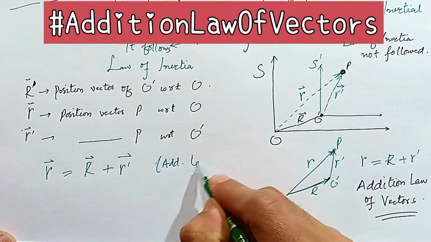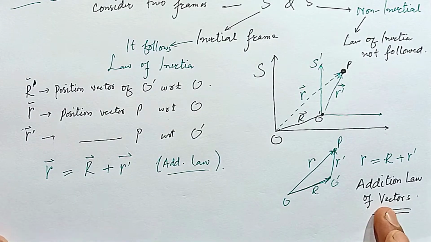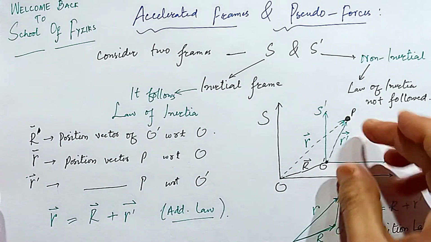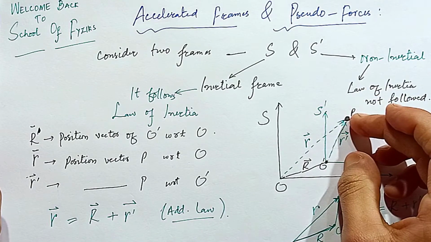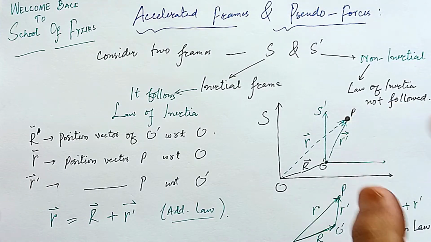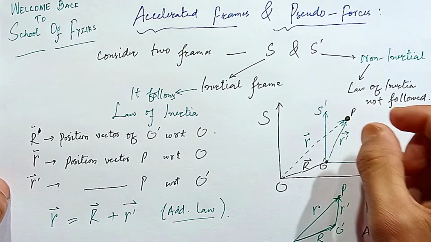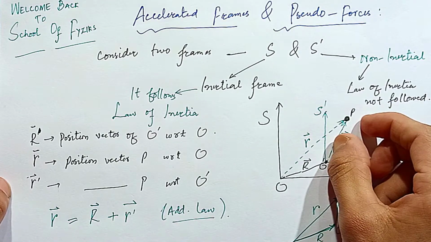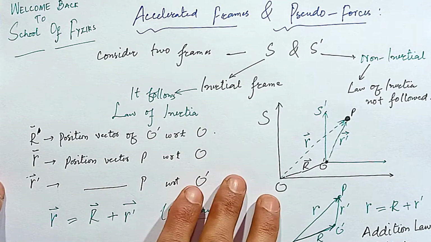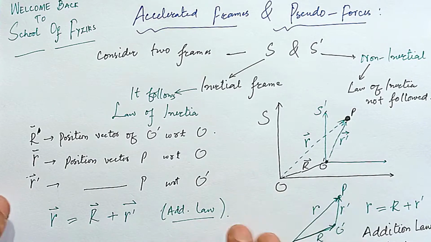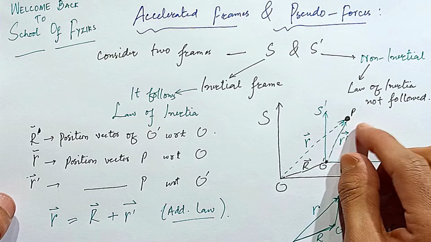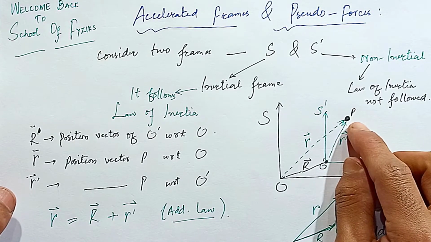From the addition law of vectors, which is discussed here. So now we are concerned with the acceleration of this particle, whether it is acted upon by some force or not, because from the second law of motion we know that if this particle is acted upon by a force, then that will definitely cause an acceleration in that body. And if no acceleration is observed, that means the force is not there. So we have to observe whether the force is applied onto this body or not.